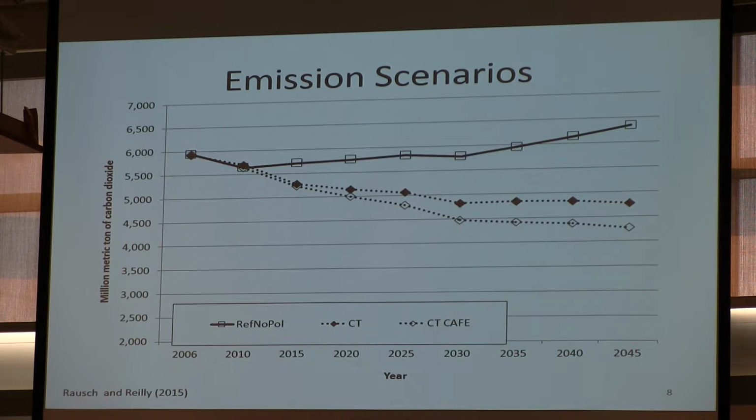And they've got baseline emissions in the absence of policy. Top line, the middle line is just the carbon tax, and the bottom line is the carbon tax, as well as the continuation of the CAFE regulations that are in place, and will continue forward. So I'll focus on that bottom line.